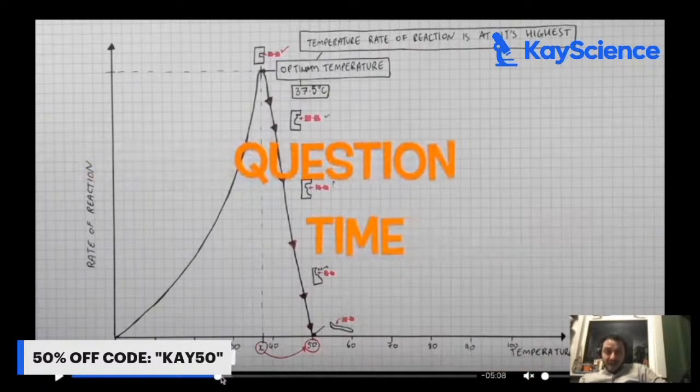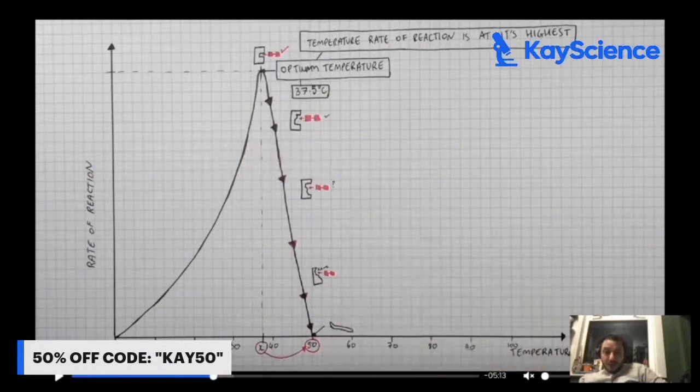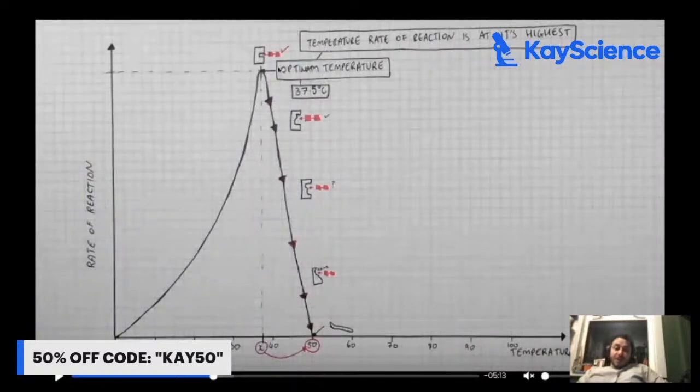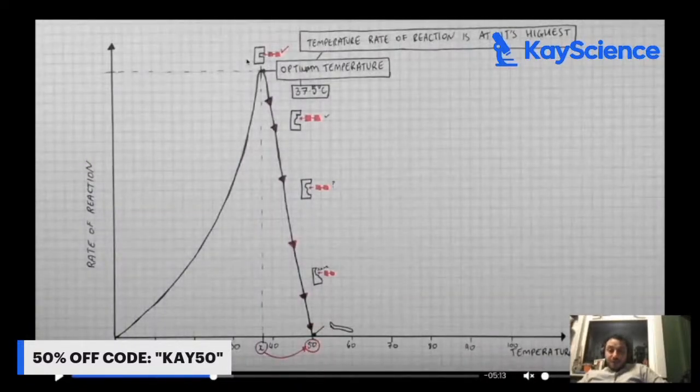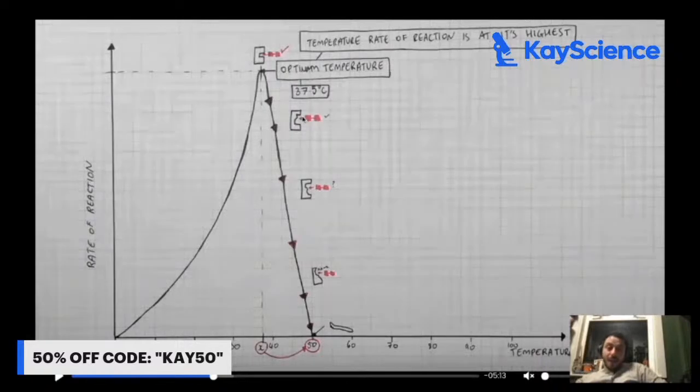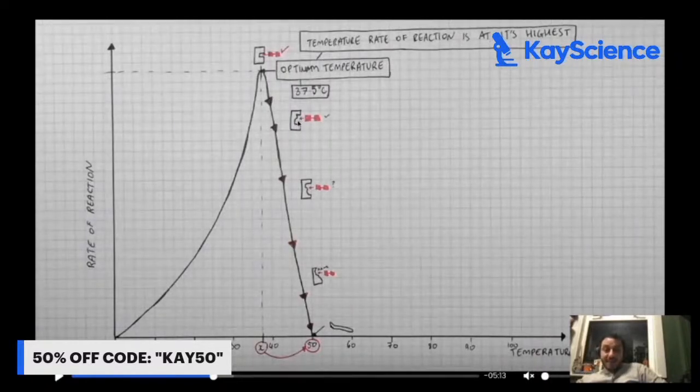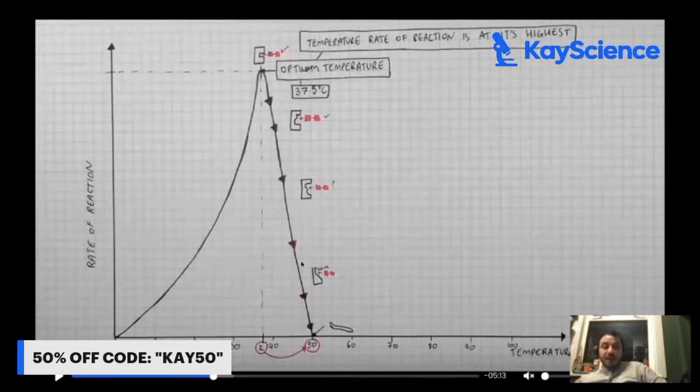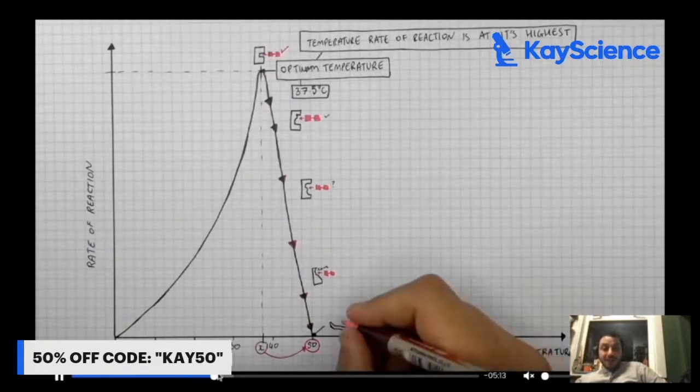So we're going to go through that one more time. The optimum temperature is the temperature where the rate of reaction is at its highest. As you increase the temperature above the optimum, the rate of reaction decreases because, and this is 1 mark in the exam, the active site of the enzyme denatures. Therefore, the substrate no longer binds the active site. Therefore, there is less product being formed, which indicates the rate of reaction decreases.